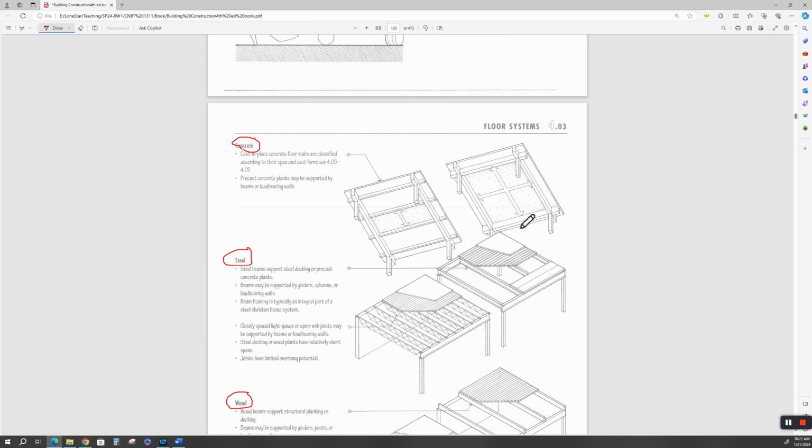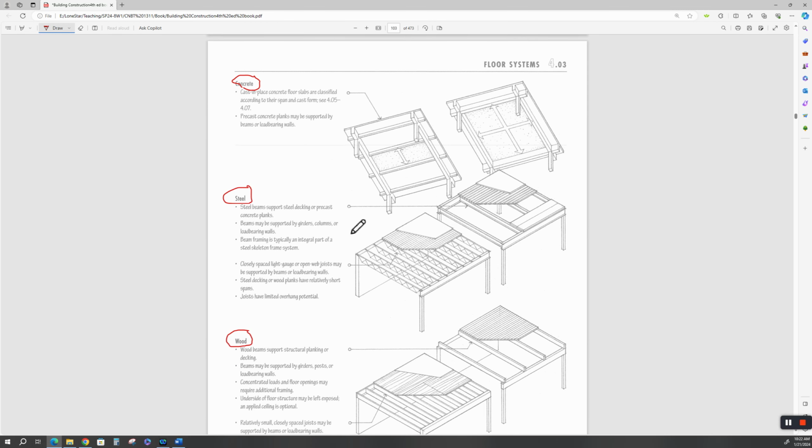I'm a big proponent for two-way slabs. You can use a lot less concrete, span more of a distance, and control the wind resistance of your building if you use a cast-in-place two-way slab. I'm a big proponent for two-way systems.